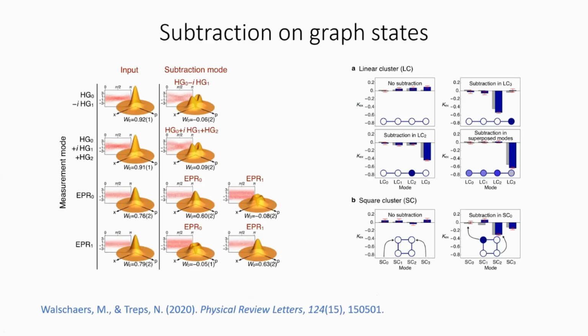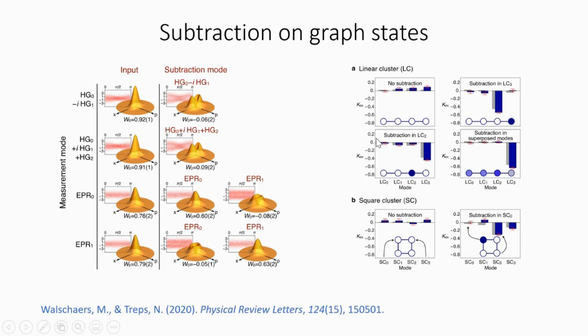And finally, the last step was to look at the effect of subtraction in graph states. So we looked at different configurations of graph states, a linear graph state, for example, and we looked at the question: what happens when you try and subtract a photon from one node? What happens to the other nodes? So we basically investigated those graph states and the effect of subtraction.